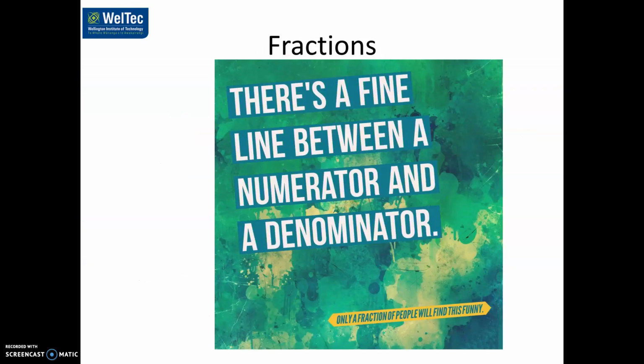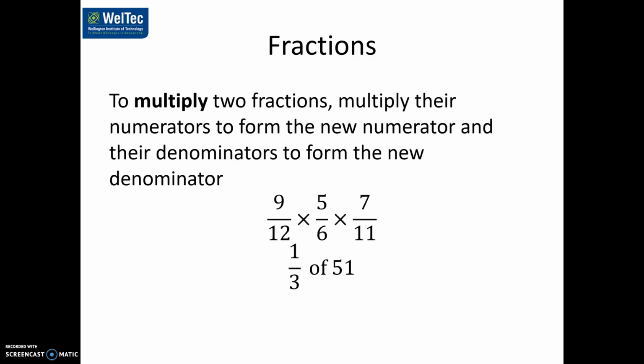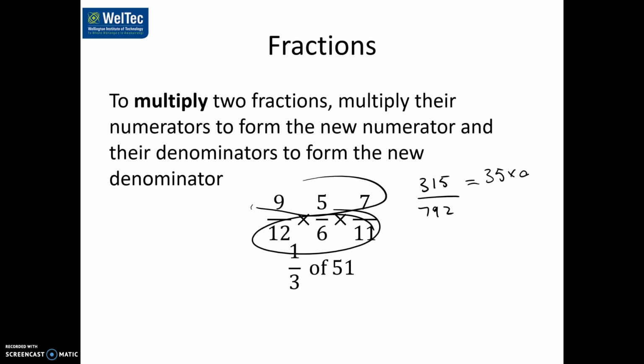Okay. Quickly through fractions then. Fractions show the relationship of a part of an object to a whole. Pretty straightforward there. You need to remember the rules of fractions. Multiplication: multiply across the top, then multiply across the bottom. So the first one, if we multiply it, we would get 315 over 792, which we can cancel as being 35 times 9 over 88 times 9, and we end up with 35 over 88.